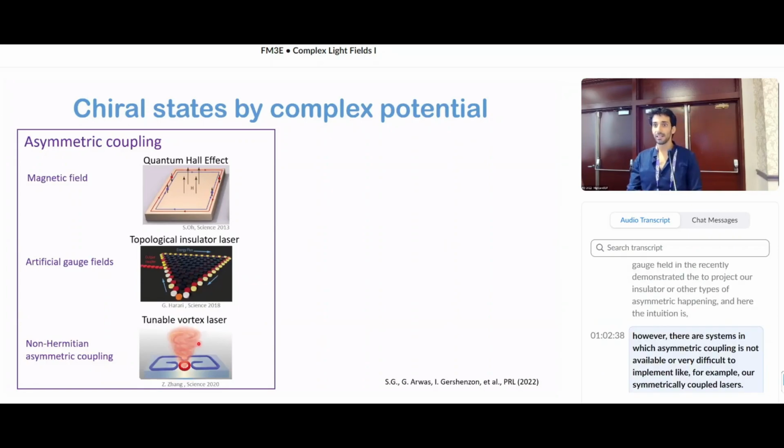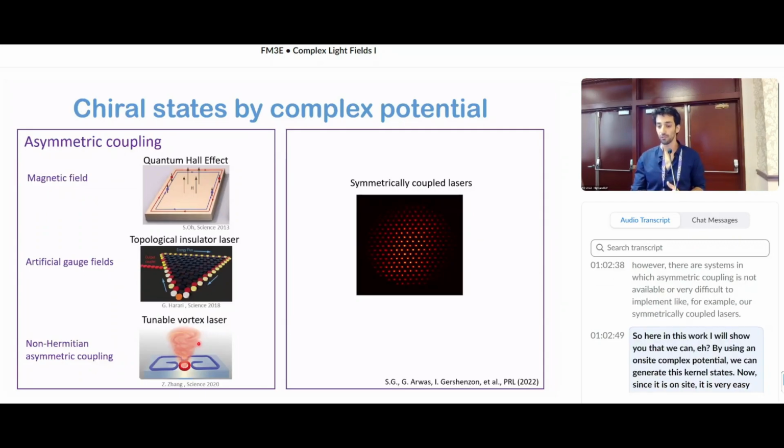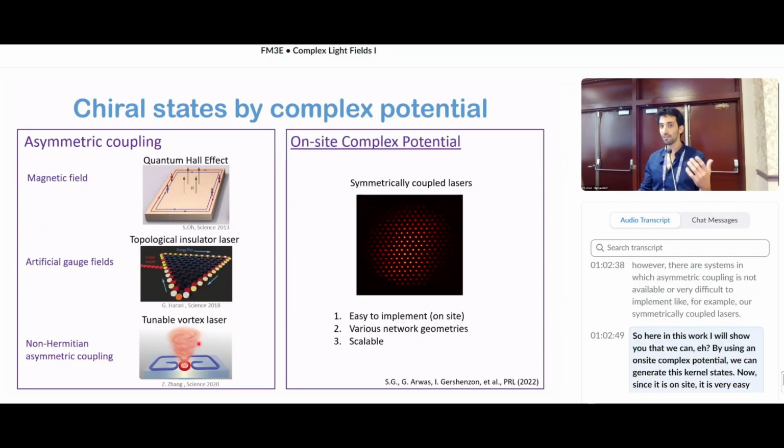However, there are systems in which asymmetric coupling is not available or very difficult to implement, like, for example, our symmetrically coupled lasers. So in this work, I will show you that by using an on-site complex potential, we can generate these chiral states. Since it is on-site, it is very easy to implement. It can also be relatively easily transferred to other physical systems, and it can be applied to various network geometries. Here we chose the triangular lattice, and it is also scalable.